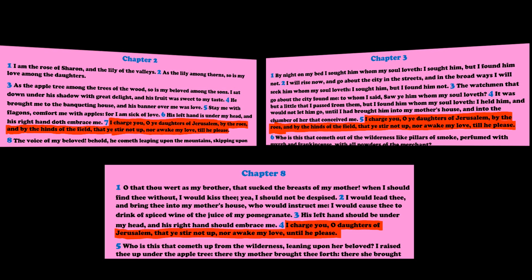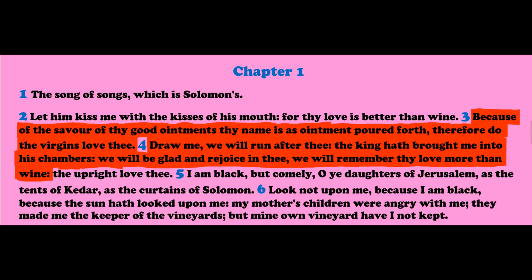Furthermore, the woman often refers to herself with the plural pronoun we. In chapter 1, verses 4 through 5, she says, "Because of the savor of thy good ointments, thy name is as ointment poured forth. Therefore do the virgins love thee. Draw me, we will run after thee. The king hath brought me into his chambers. We will be glad and rejoice in thee. We will remember thy love more than wine." So this woman isn't just speaking for herself. She's speaking for all the wives of Solomon, most likely. And that's probably one of the reasons that Solomon loved this song so much and called it the greatest of all songs, the Song of Songs, because it was representing the collective love of all of his wives.